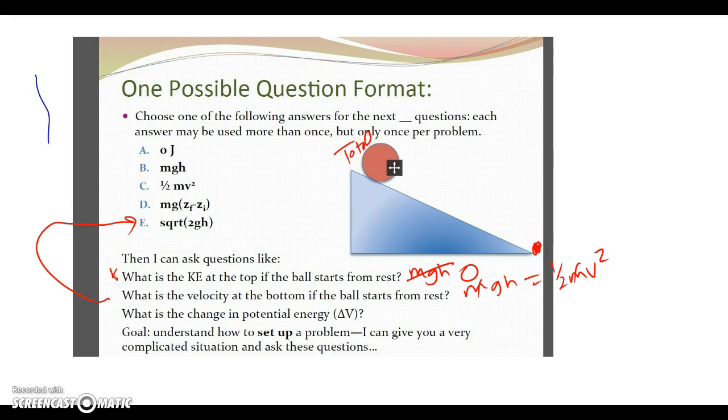What is the change in the potential energy? Well, the potential energy at the top was mgh. The potential energy at the bottom was 0. So the change in potential energy should be basically minus mgh, I would think. I'm not sure what z means necessarily. Z final, if that's the height, is the height final minus height initial. So that probably would be that answer. And then really you just need to understand how to set up the problem.